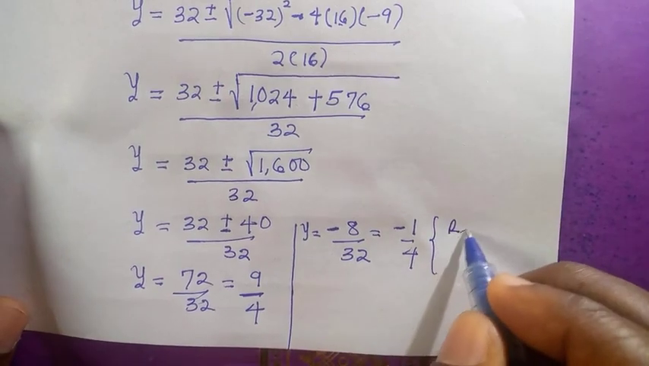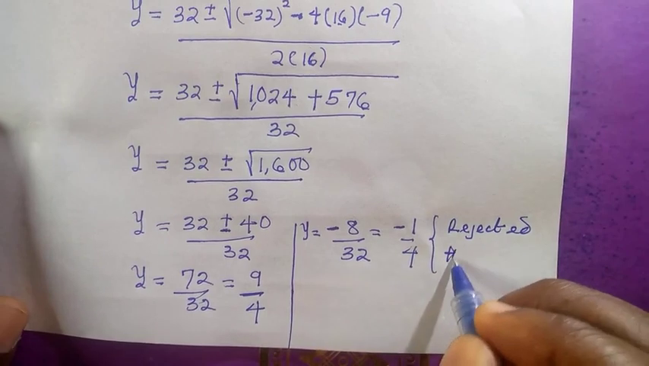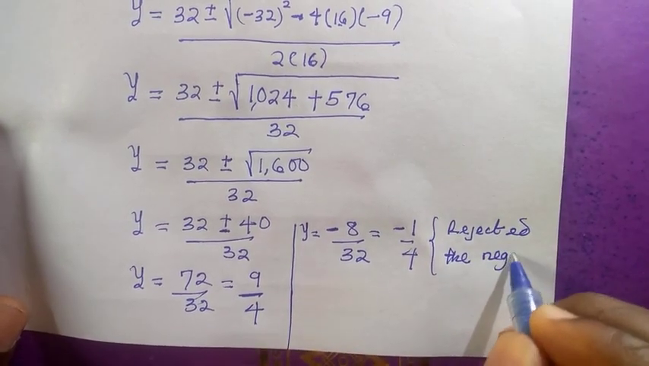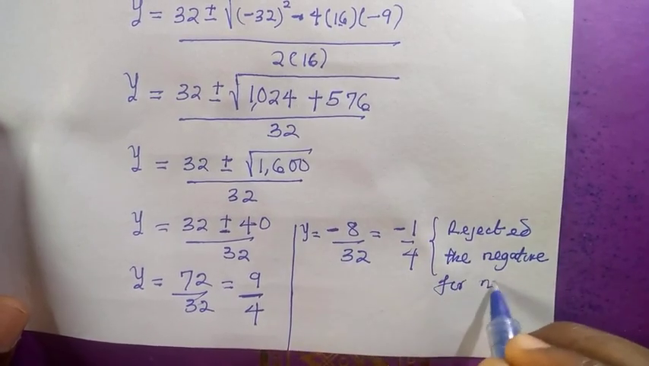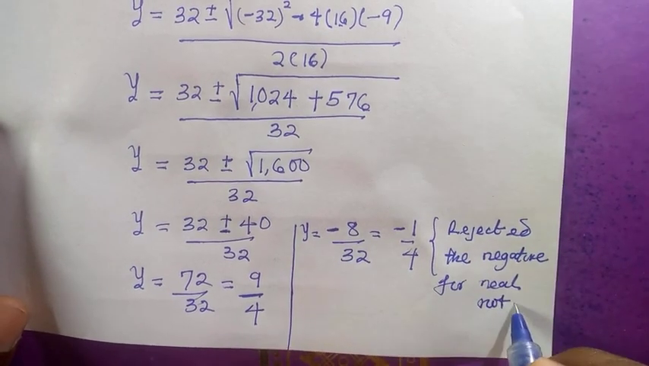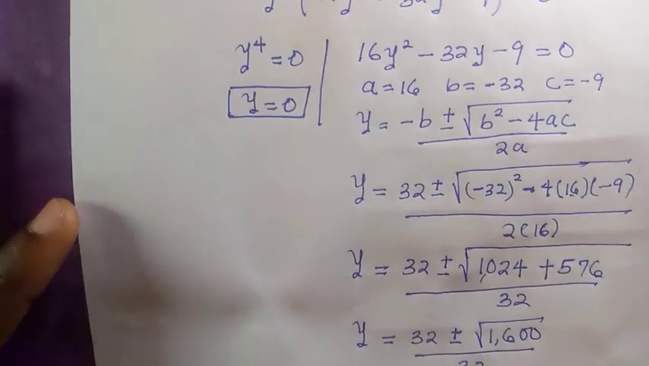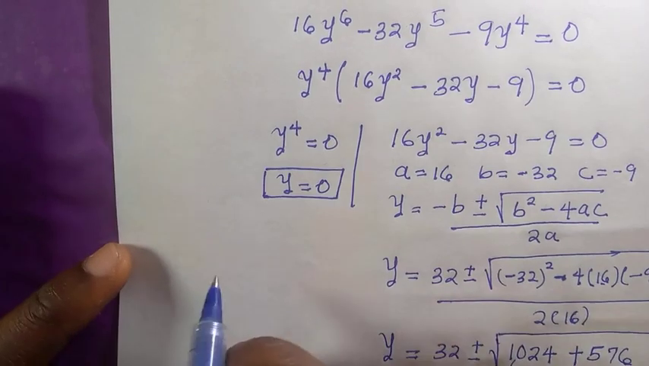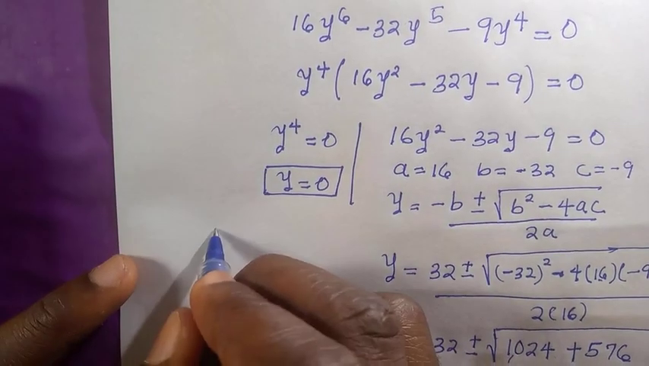But for this problem, we are going to reject the negative value because we want to obtain the real root. So we neglect the negative answer for this, and we are going for only the positive value, which is 9 divided by 4. And let's now obtain the value of x, because we only made the assumption of y just to make the work easy.